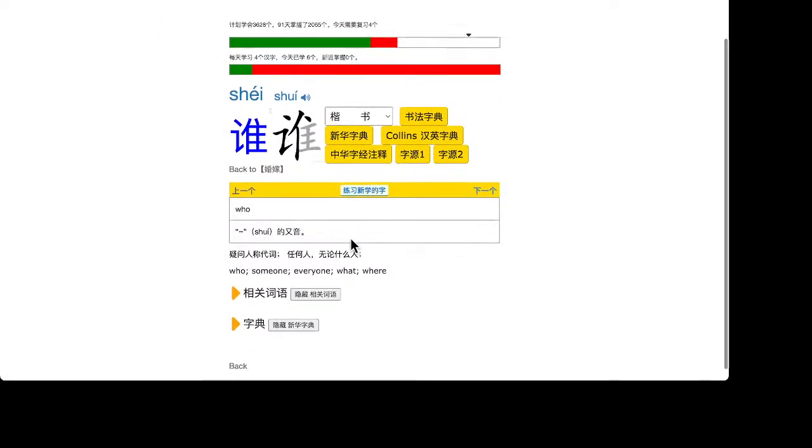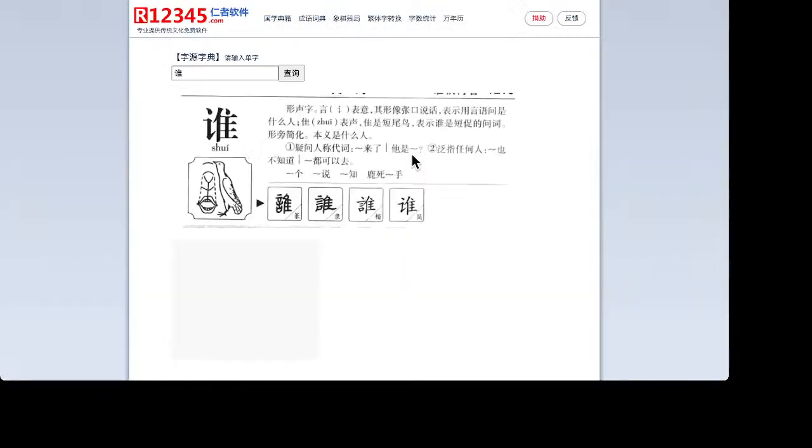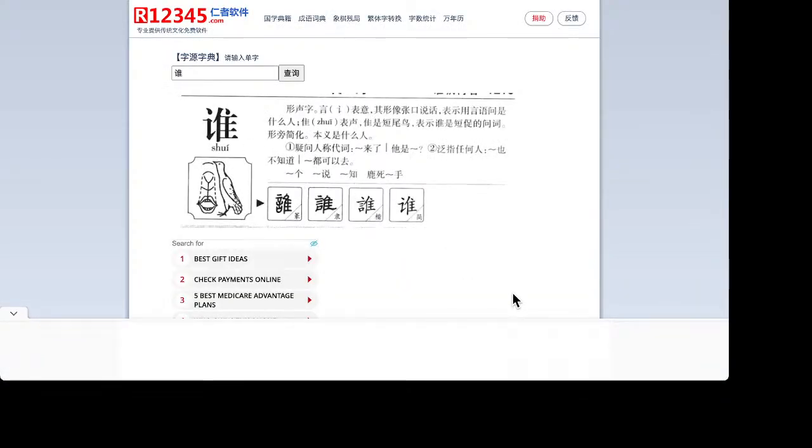Okay, next one. 谁. 谁 and 谁, these two pronunciations are both valid. It means who. It really depends on the context. Sometimes you say one, and sometimes the other. Both are fine. This character refers to who, either who or whom. In Chinese, it does not distinguish between who and whom. It's the same form, same pronunciation. You will know from the context, from the place in the sentence.